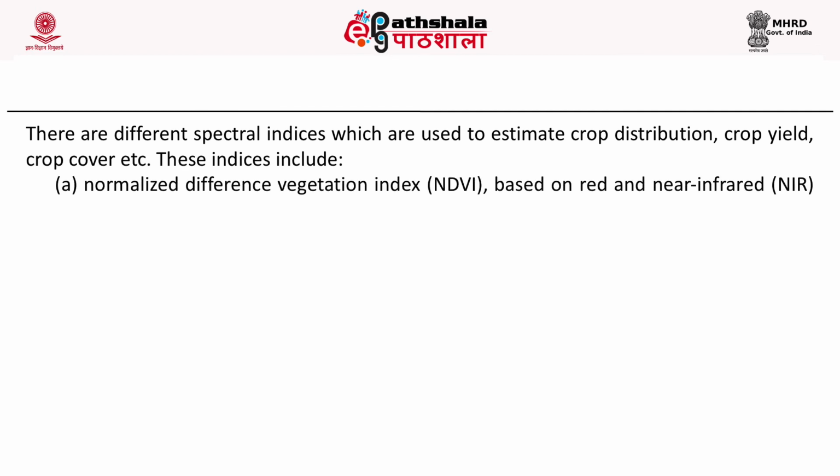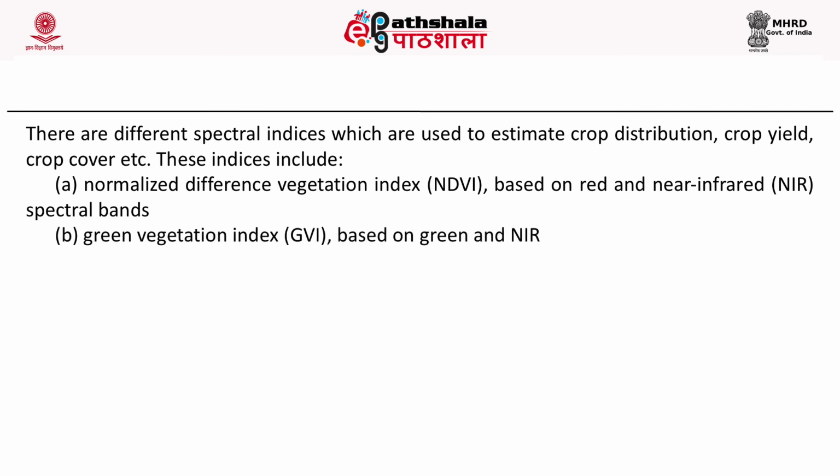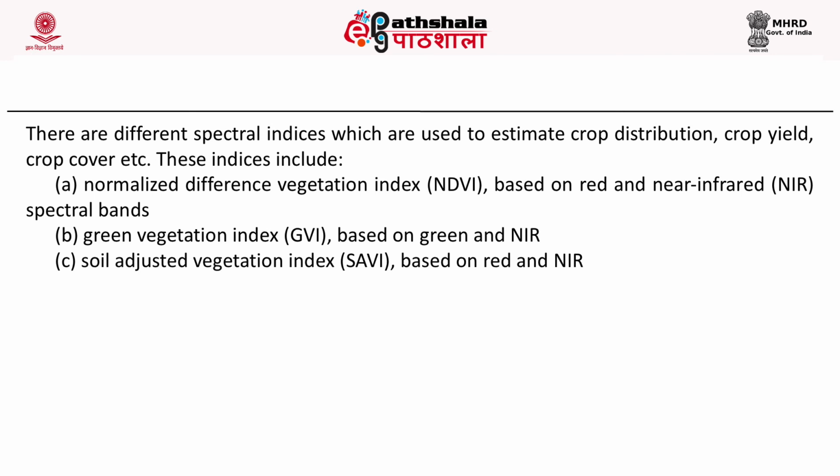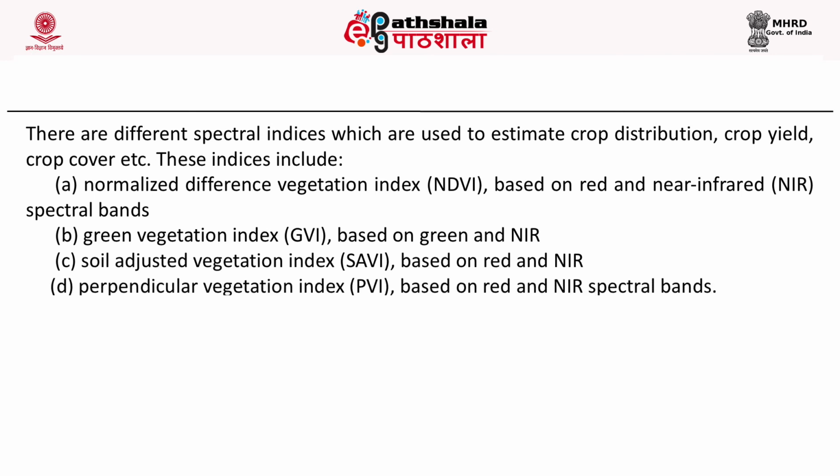Some of these indices are the normalized difference vegetation index, popularly called as NDVI, which is based on the red and near infrared spectral bands. The green vegetation index GVI, based on the green and near infrared wavelength bands. The third one is soil adjusted vegetation index SAVI, based on the red and near infrared bands. The next is perpendicular vegetation index, that is based on red and near infrared spectral bands.